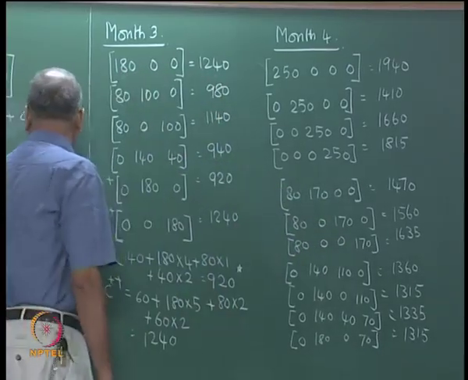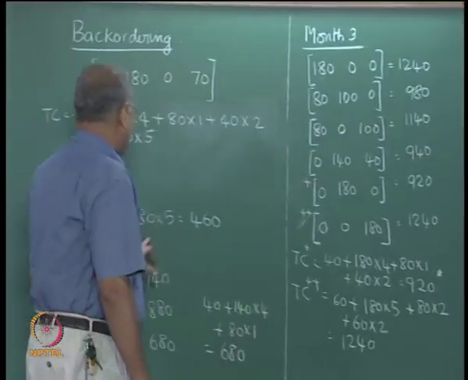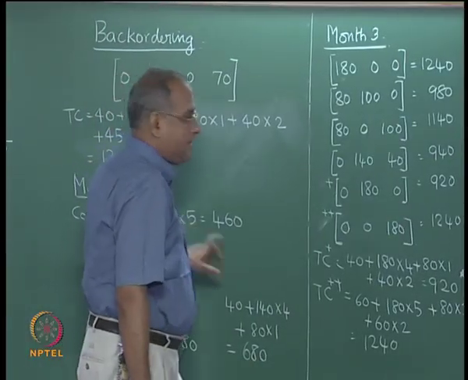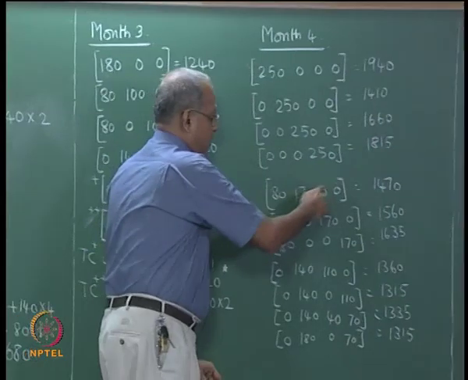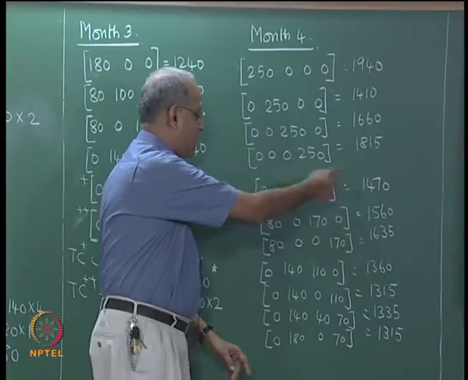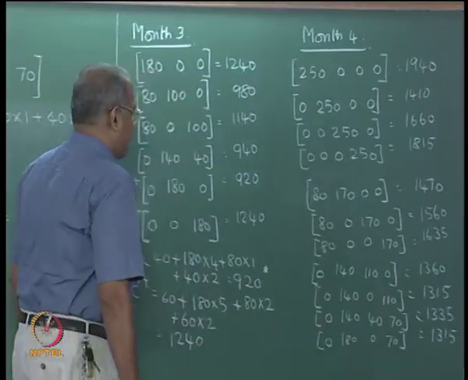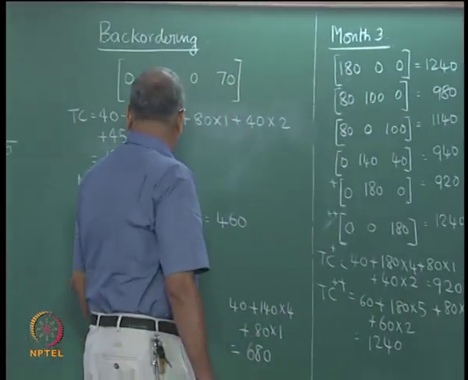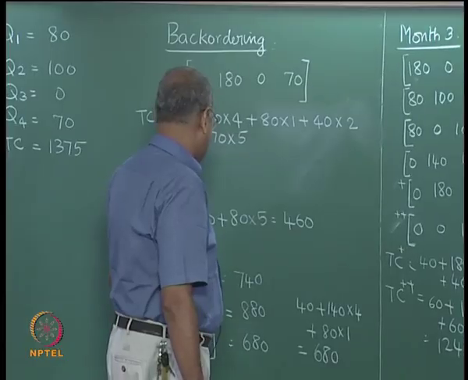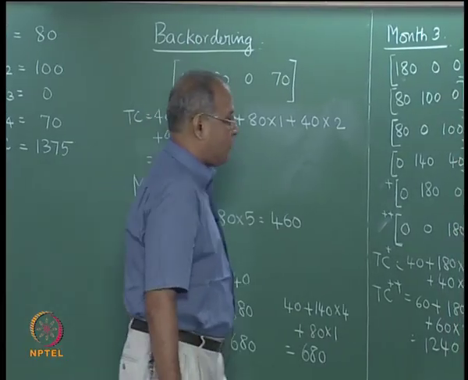So, if we look at this, for month 1 we have 80, which is the first one, the remaining 3 are now produced in 3 possible ways, including back ordering. There is back ordering here, there is back ordering here. Now, we move to the second month and we realize that the best value is 0, 140.